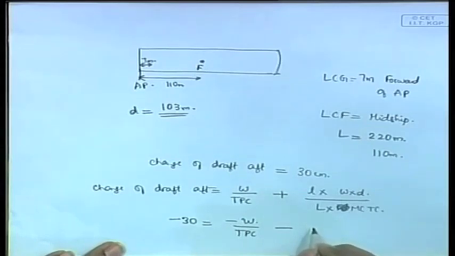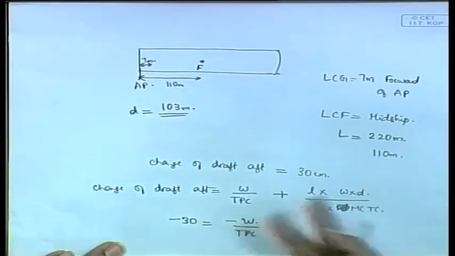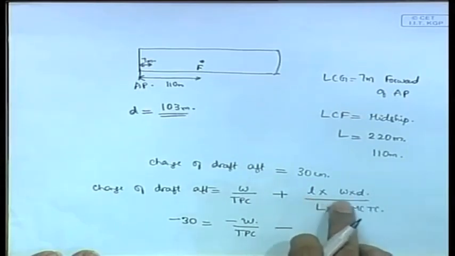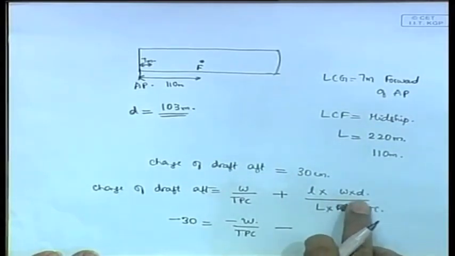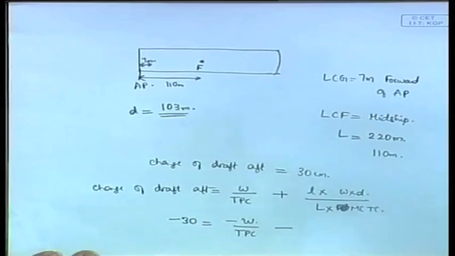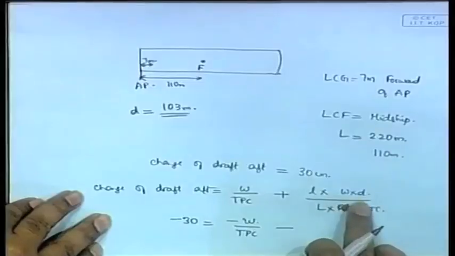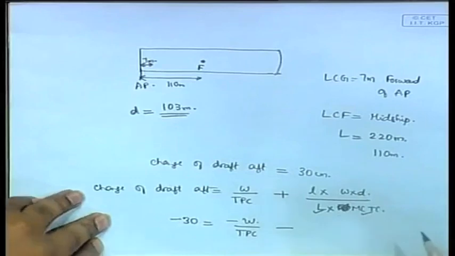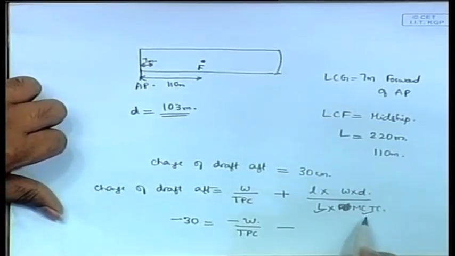You have to know what each of these terms is, that is very important. Small l is the distance of the center of flotation from the aft perpendicular. W is the weight of the water, or the weight that is discharged or added. D is the distance of the point where the weight is discharged or added from the center of flotation, that is very important. If you look at the derivation, you will see that D is the distance from the center of flotation. L is the length of the ship, then MCTC is the moment to change the trim by 1 centimeter.